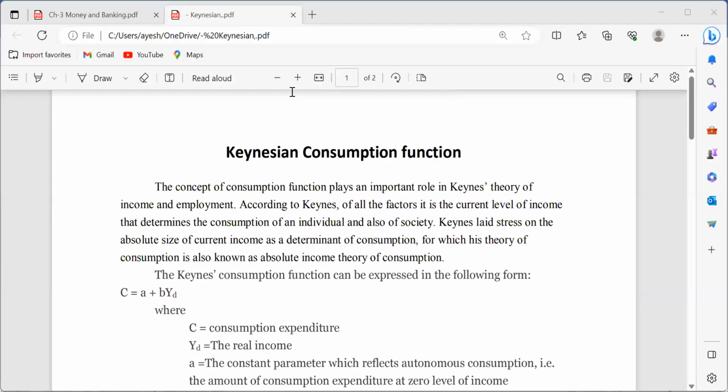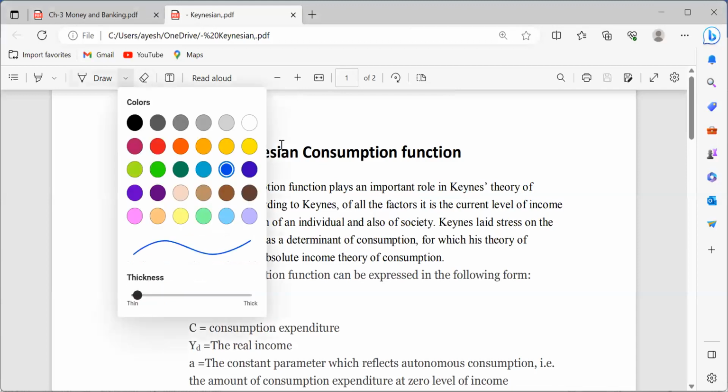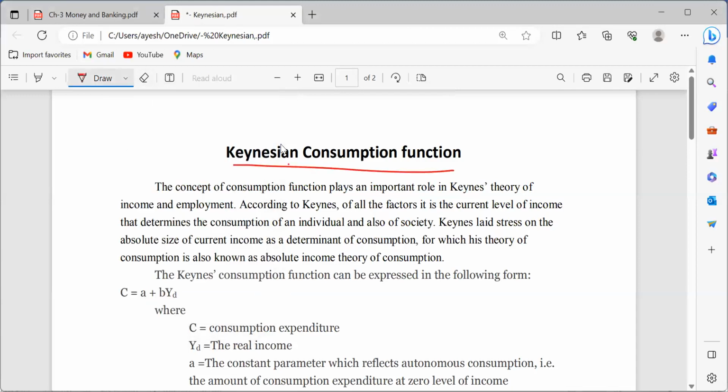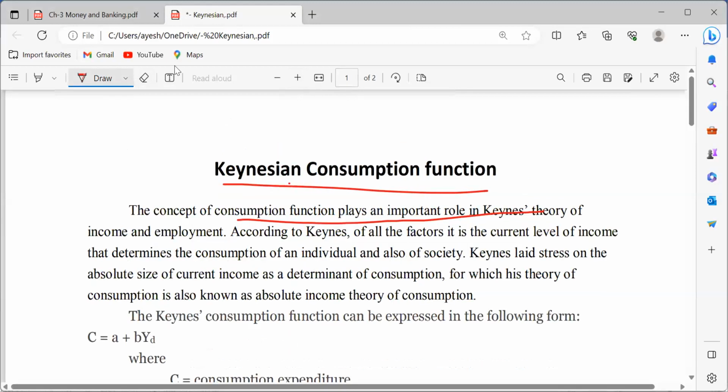Yeah, see here, Keynesian consumption function. Now, who is this Keynes? Keynes plays a very important role in this theory. He is the one person who has shown the relationship between income and employment. Remember, he is the one who shows the relationship between your income and employment.